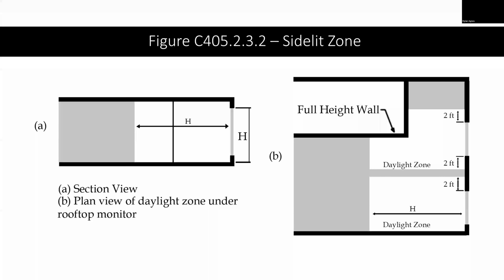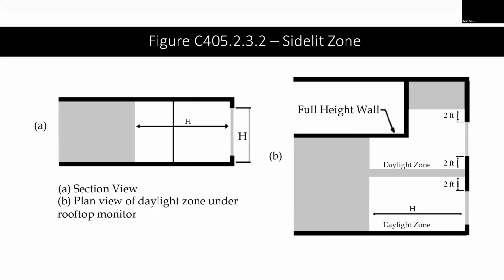We have a window here in our wall, and we're going to take from the floor to the top of the sill. That's going to be our H that we're going to apply. That's going to be our depth, how far we go into the space from the fenestration. And then as a default factor, you get to go 2 feet left or right from the border of the sill until you hit a full height wall, or whichever is less.